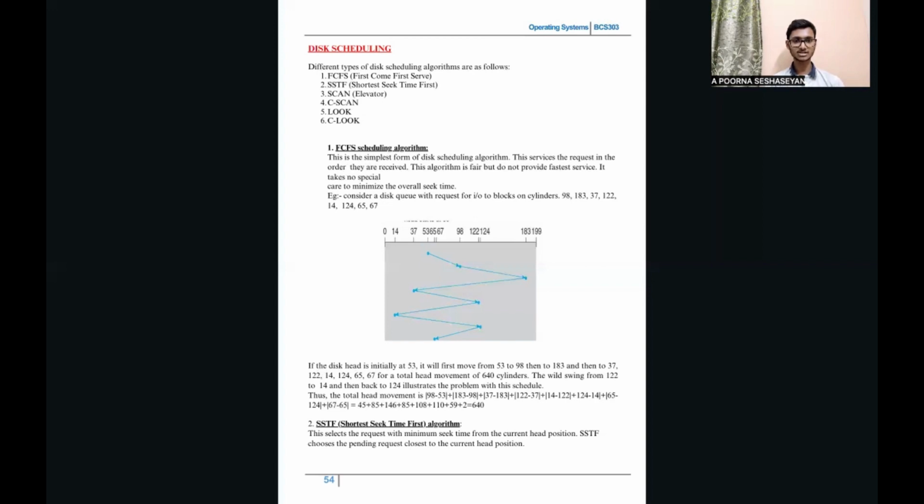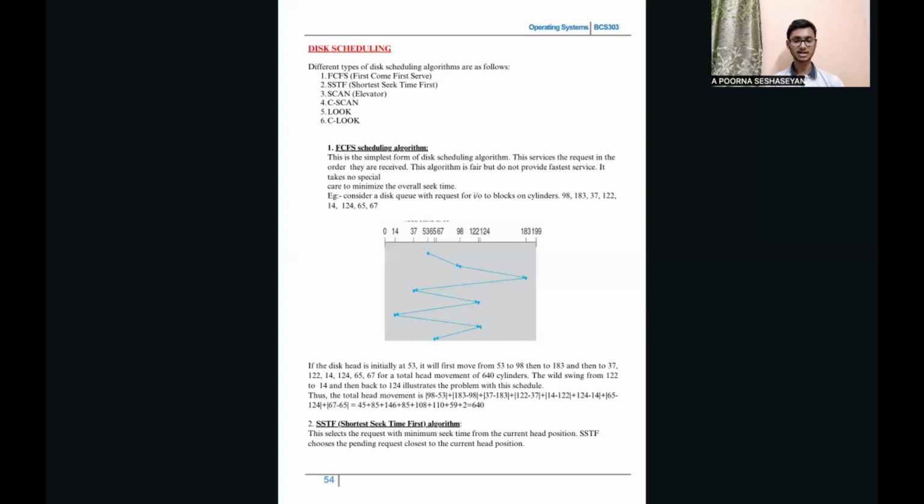Subject: Operating System. And today, the main topic of our presentation is disk scheduling algorithms. There are totally 6 disk scheduling algorithms, that is FCFS, SSTF, SCAN, CSCAN, LOOK, and CLOOK. So let us discuss them briefly one by one.